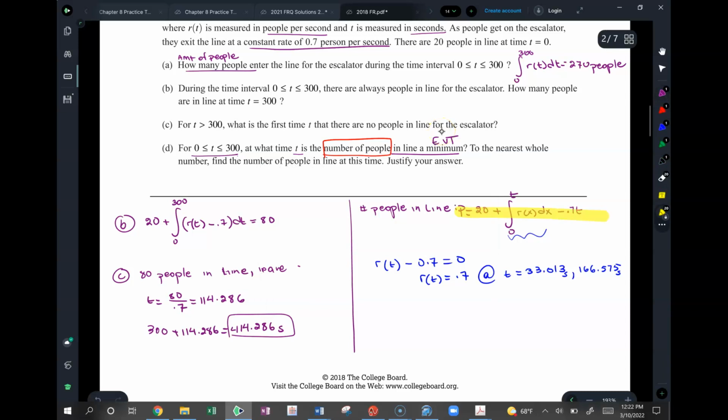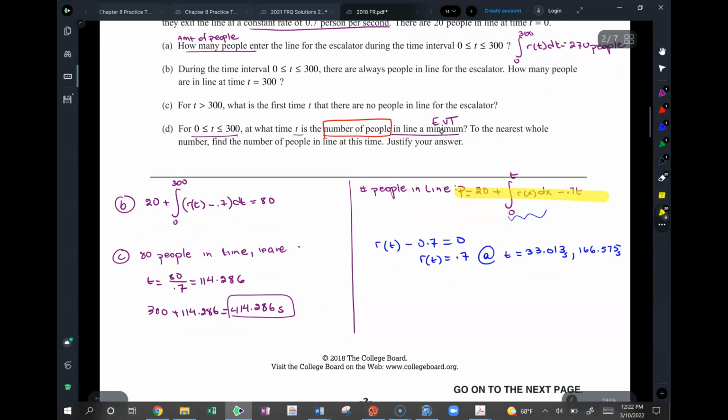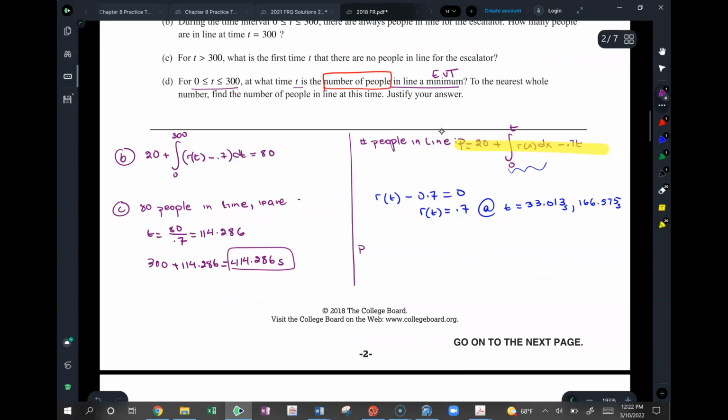We need to evaluate this expression P for the endpoints and the critical points. So P, what's an endpoint at 0? Is 20 plus the integral from 0 to 0 of r of x dx minus 0.7 times 0, that's 0. Okay? Oh no, I'm sorry, that's 20. Then you want to do that for P of 33.013, P of 166.575, and P of 300.